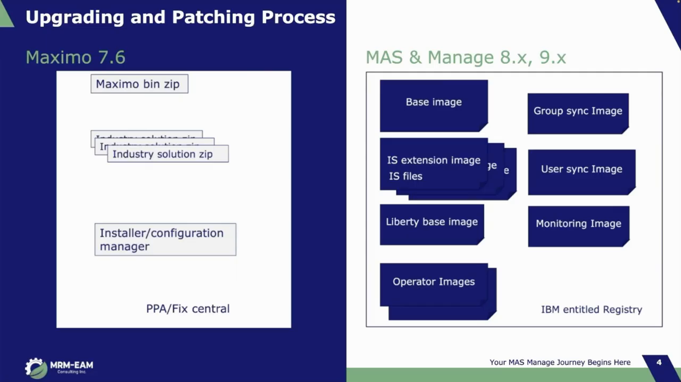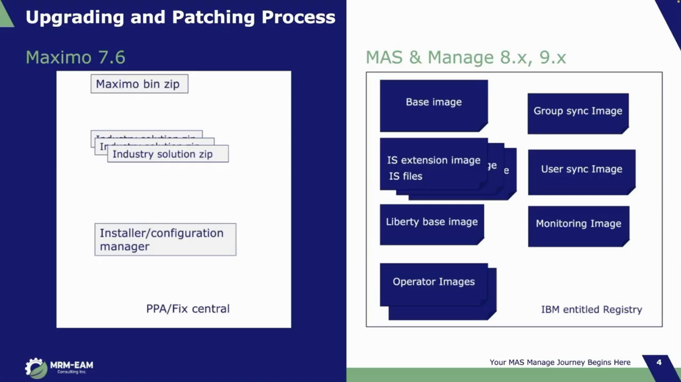So now the benefit of MAS Manage from version 8 to version 9 and in future versions is that this has really become simple. All of this is managed through the entitled registry, based on the applications that you select. With Maximo Manage and any of the industry solutions and add-ons, the application, through containerization, understands which base images to grab, which industry solutions and add-ons to grab, the Liberty base image, which is somewhat equivalent to the WebSphere Network Deployment that you would install, and then all the operator images and all the prerequisites, the MongoDB, the Grafana, all of those. Those are now all managed within the container.